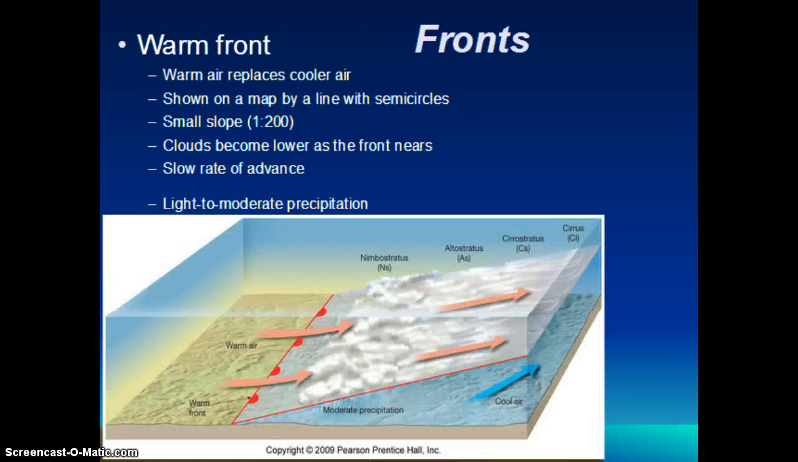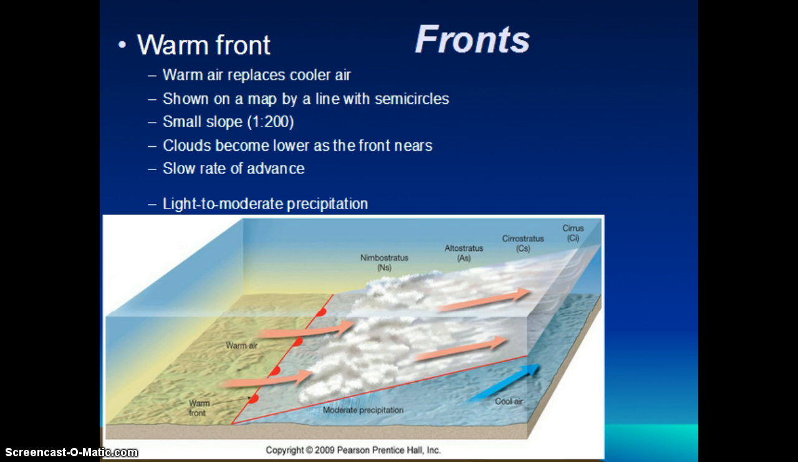Warm front, I want to make sure we realize that warm air replaces cooler air. This is the cloud pattern that we'll be able to identify here in just a moment. It is shown on a map lined with semicircles. It's typically red, kind of a nice color code. Warm we associate with heat, so warm front. It has a small slope, right? It's just a very moderate or gentle slope, roughly 1 to 200. So 1 unit per 200 over, a rise to run.